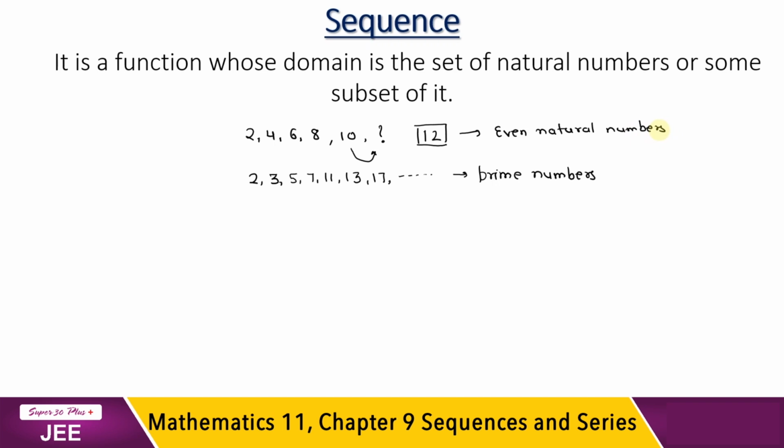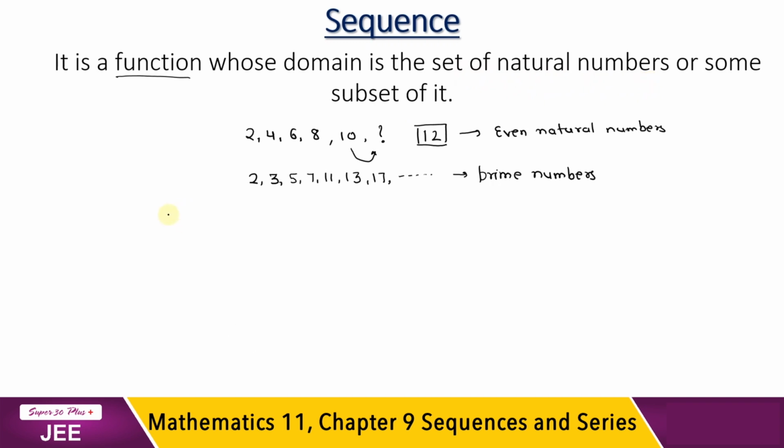Alright, so basically we have defined sequence in this way, that it is a function whose domain is the set of natural numbers or some subset of it. So for us, sequence is going to be a function whose domain is the set of natural numbers. Why set of natural numbers?